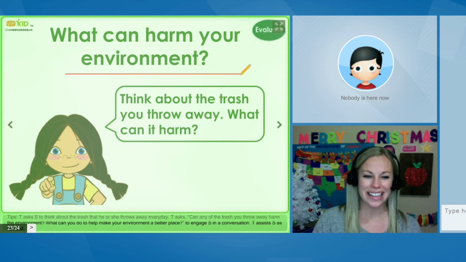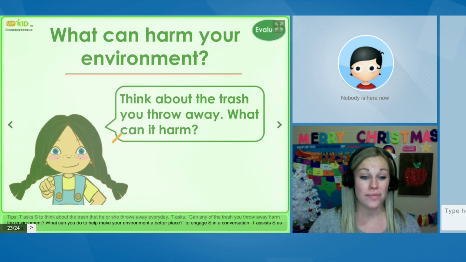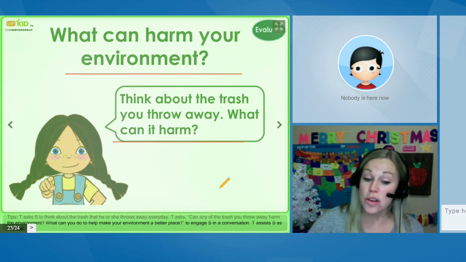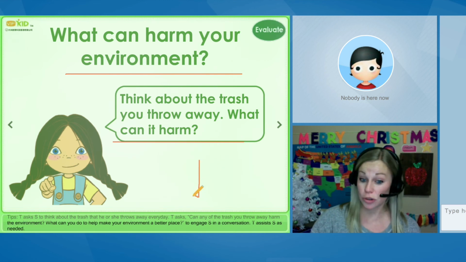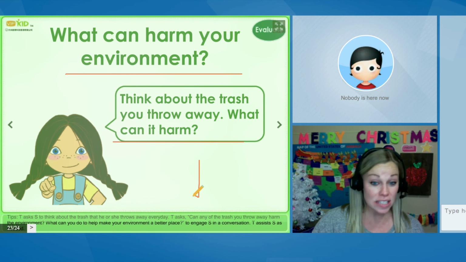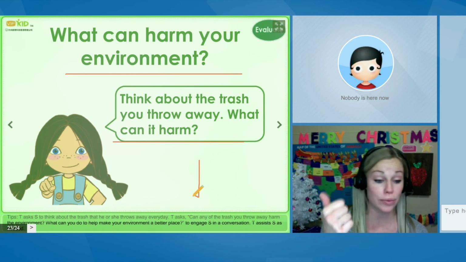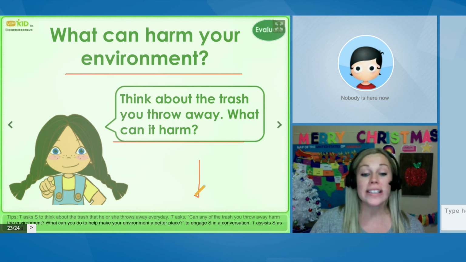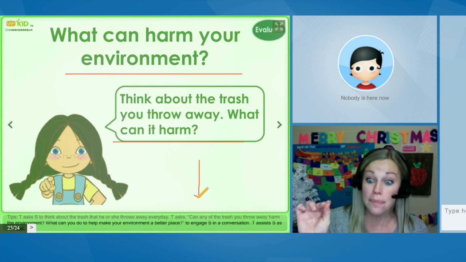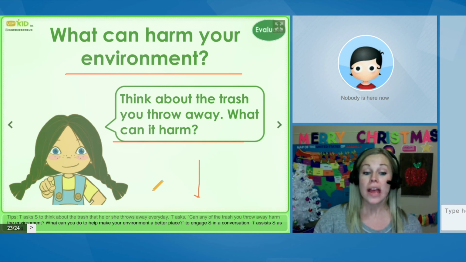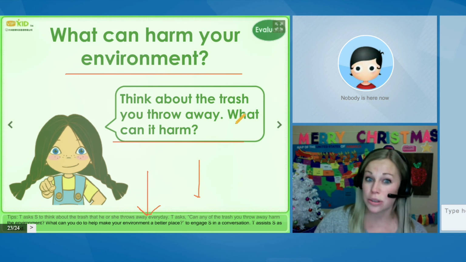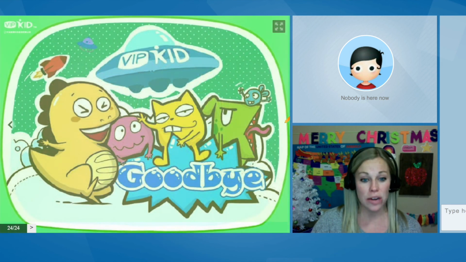Yes. One last question. Think about the trash you throw away. What can it harm? Yes. You can also ask the questions in the bottom. Can any of the trash you throw away harm the environment? This is where we get into recycling. How could I recycle? Where do you put your plastic, glass? Do I always get into that in that far of depth in my conversations? Not always. But it is nice to have these questions here at the bottom to guide your conversation and to really check for comprehension in what the target is.